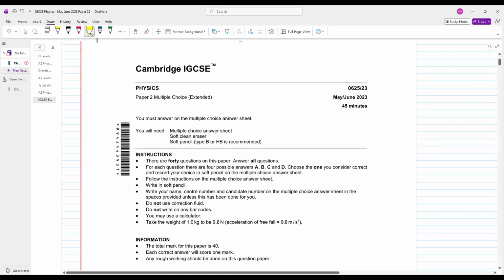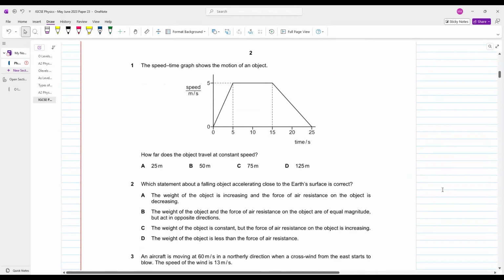Okay, Assalamu alaikum students. So let's get started with IGCSE Physics, May June 2023, Paper 2, Variant 3. This is a 45 minutes paper. This is an MCQs based paper. So let's get started with it.